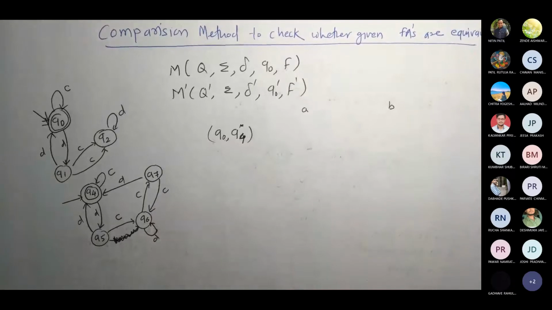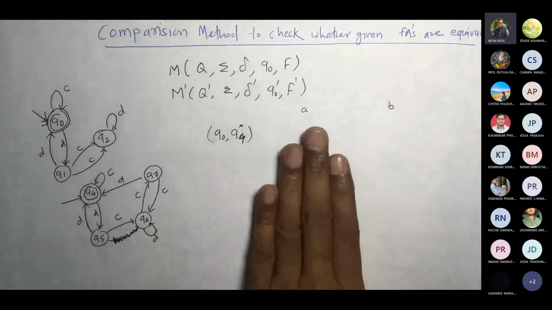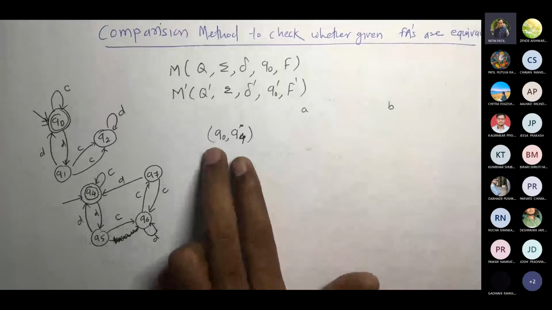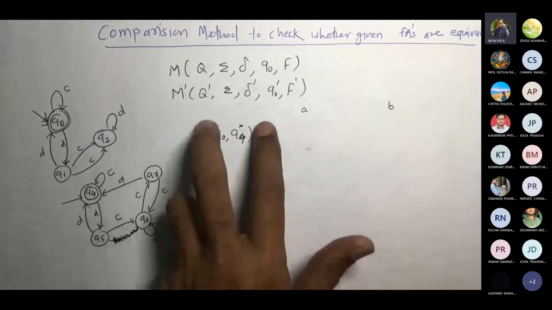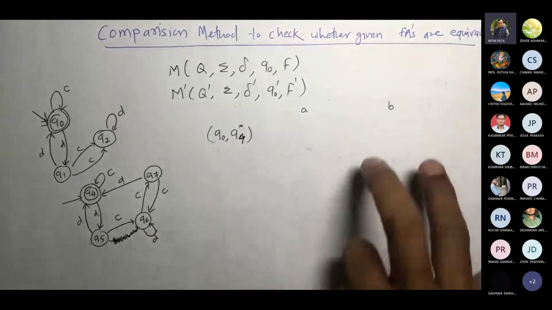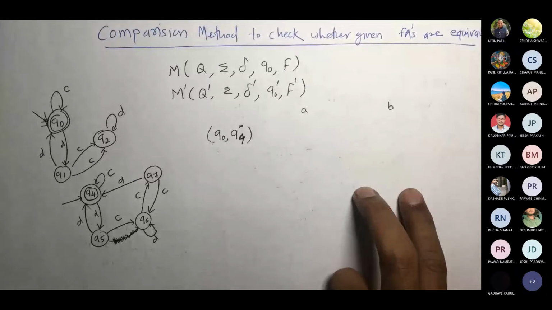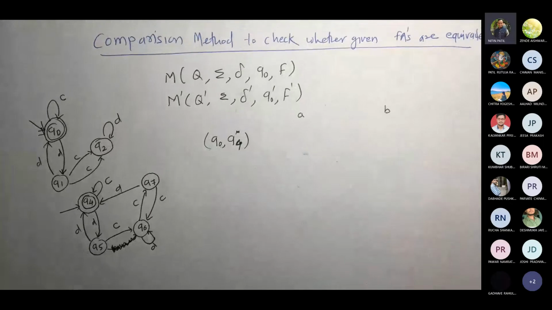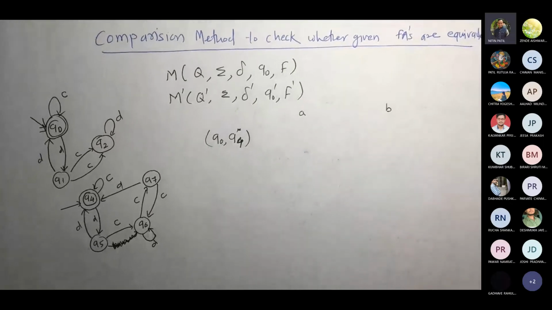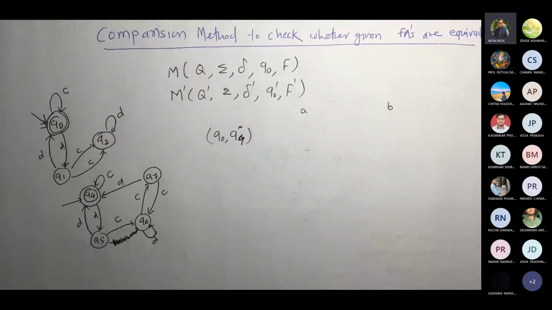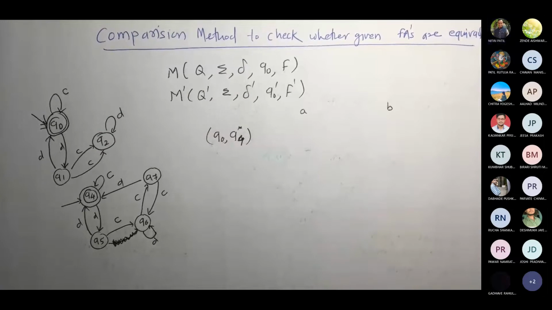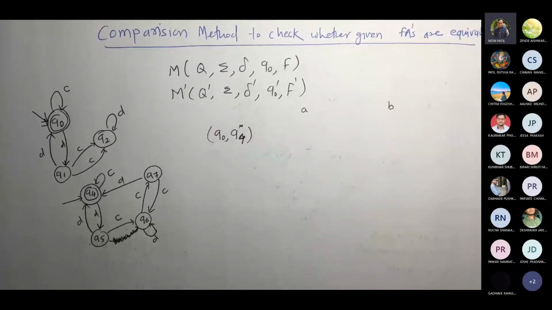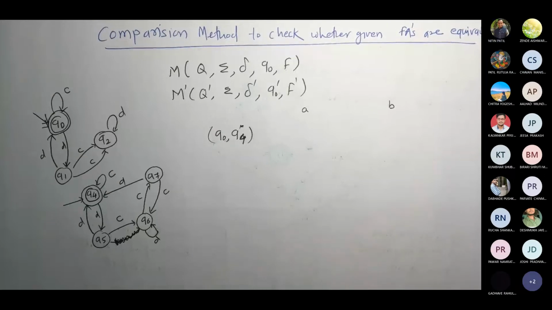Fine. Now, when you start working here, you have to always see what are the pairs that you are going to get, either in this column or in either of these two columns. Every time the pair should satisfy a condition: both of them should be final, or both of them should be non-final. Whenever you get one final and one non-final, or vice versa, then you stop and say that they are not equivalent.